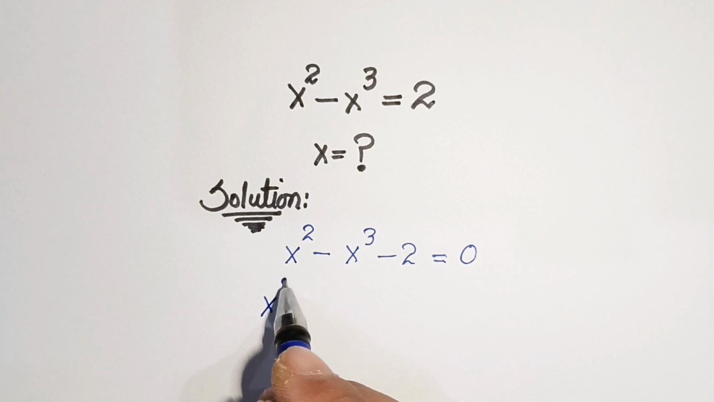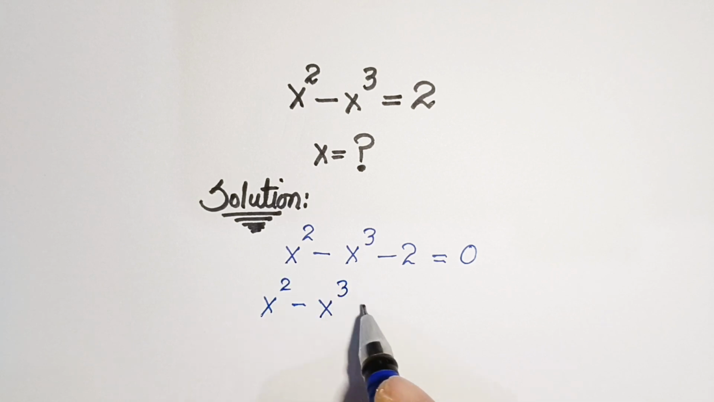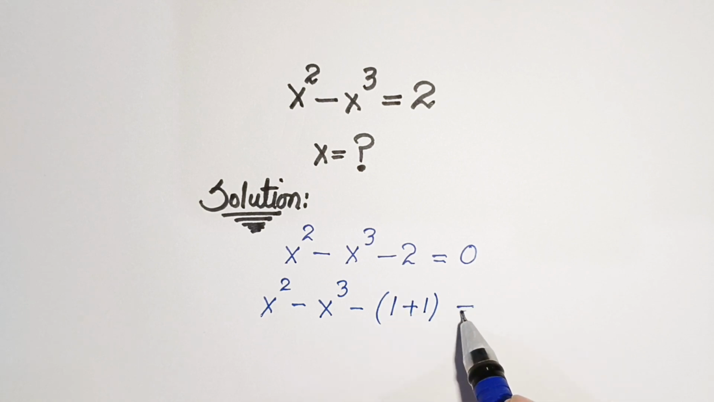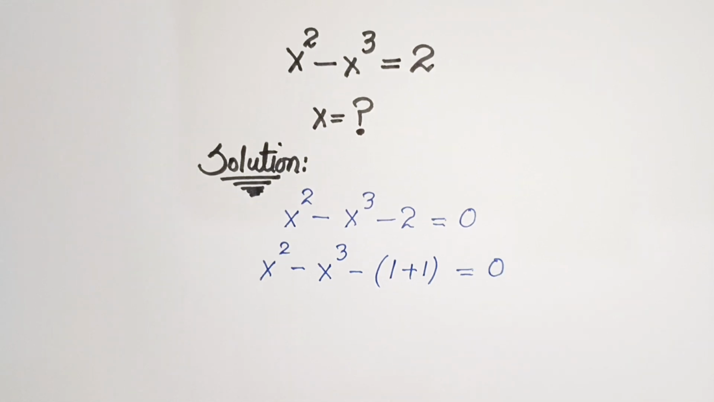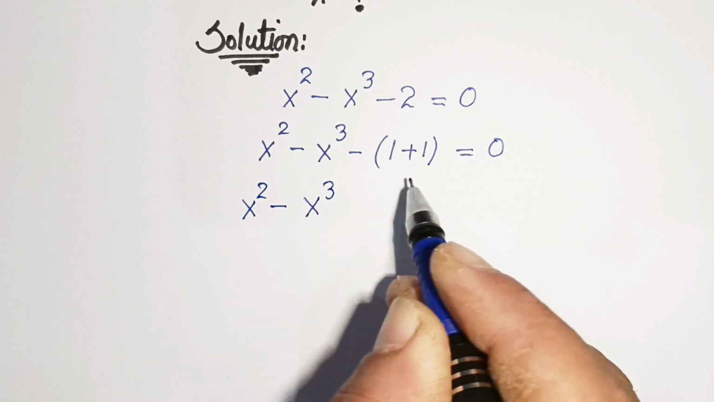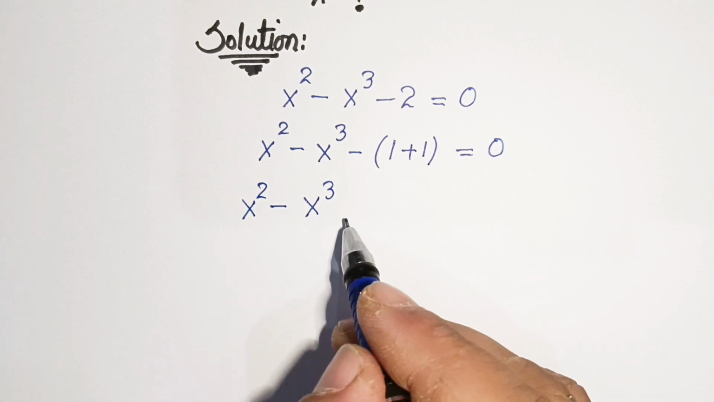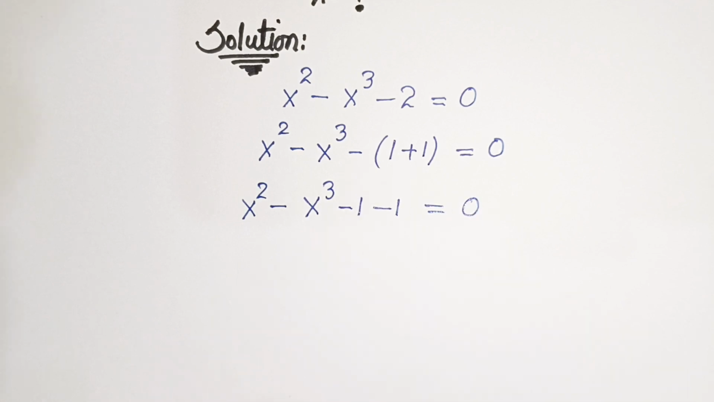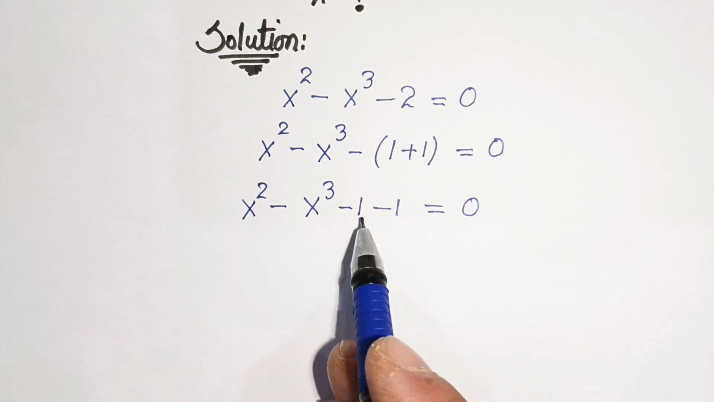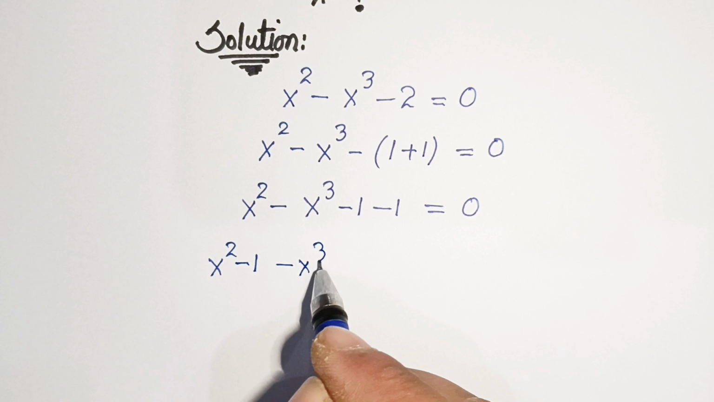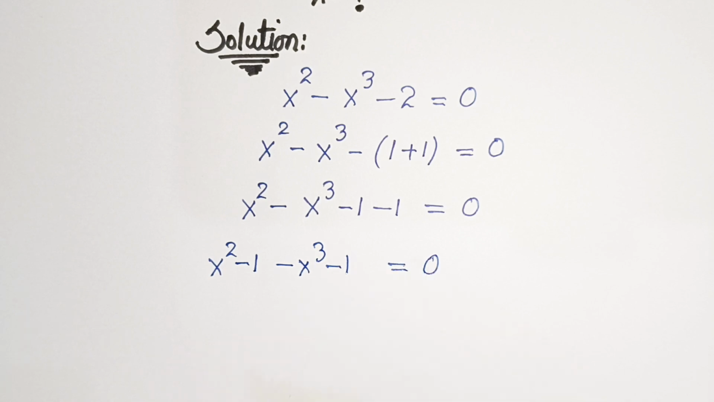Now x squared minus x cubed minus this 2 can also be written as 1 plus 1. So 1 plus 1 is equal to 2, that is equal to 0. So here x squared minus x cubed, applying this negative sign into parentheses, we get minus 1, and minus times plus is minus 1 is equal to 0. Now here we are going to just make groups. If we write x squared with minus 1, so x squared minus 1, and this minus x cubed minus 1 is equal to 0.